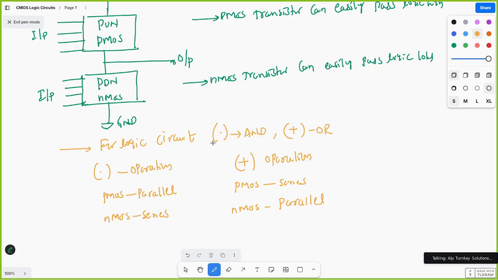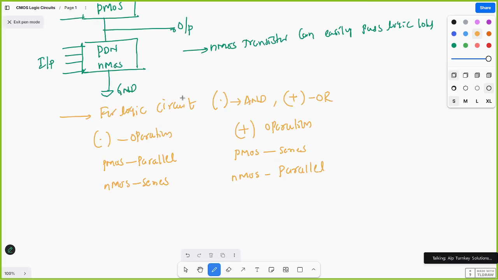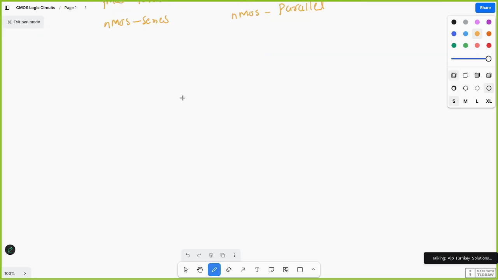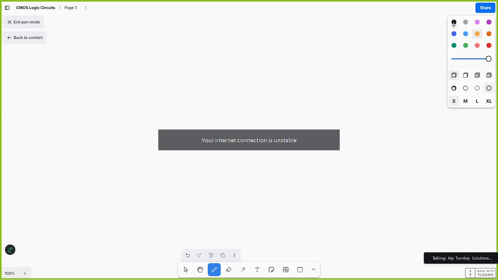So we will try to design the first basic universal gates. What are the universal gates? We already saw in digital: NAND and NOR are universal gates. So I will design the CMOS NOR gate and next the CMOS NAND gate.